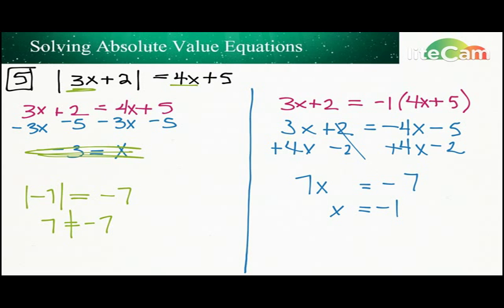Okay, so let's try our negative 1 this time. So again, I'm going to take my negative 1, I'm going to put it right here. That's going to make a negative 3, and negative 3 plus 2 is negative 1. Now negative 1 here is going to make a negative 4, and negative 4 plus 5 is a positive 1. So the absolute value of negative 1 is 1 equals 1. This is true. So my answer is x equals negative 1. Notice how one of my answers didn't work, but one did. That's why we check each one of these.